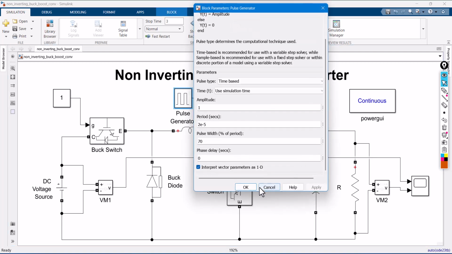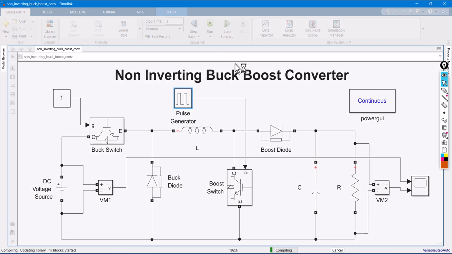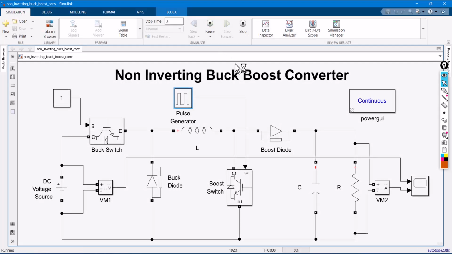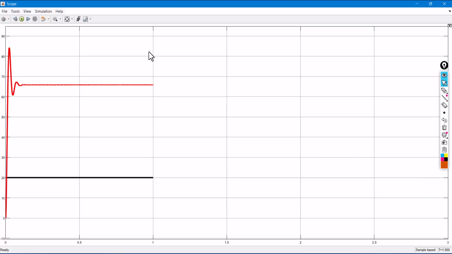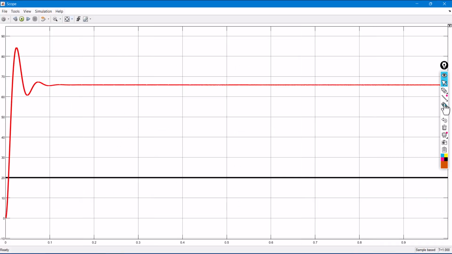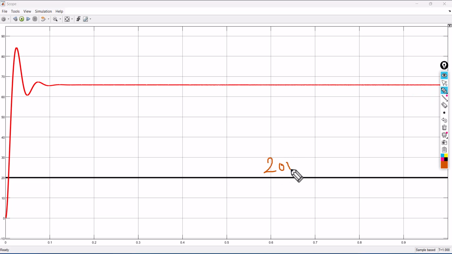The pulse width is the same, 70%. It will work in boost mode. I'm stopping here. See the output. The input voltage is 20 volts and the output voltage is coming around 66 volts. Now it is working in boost mode.